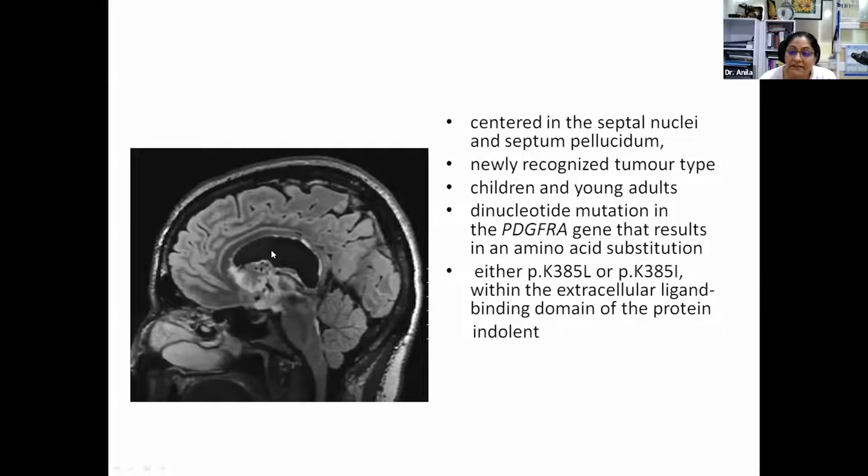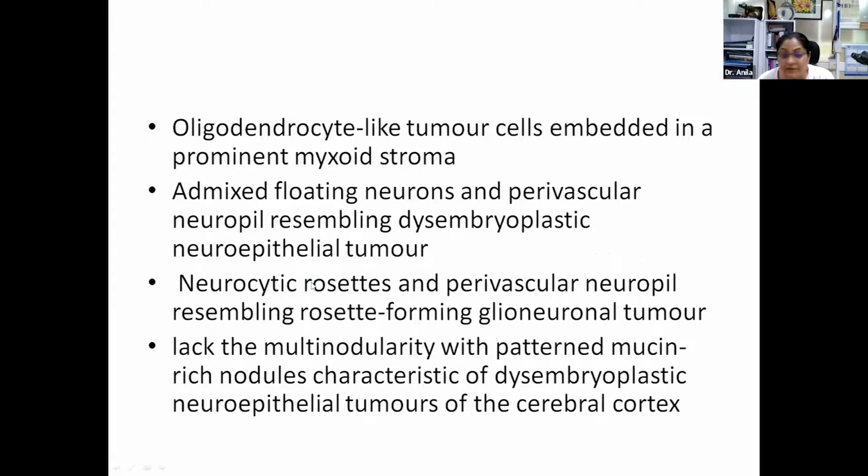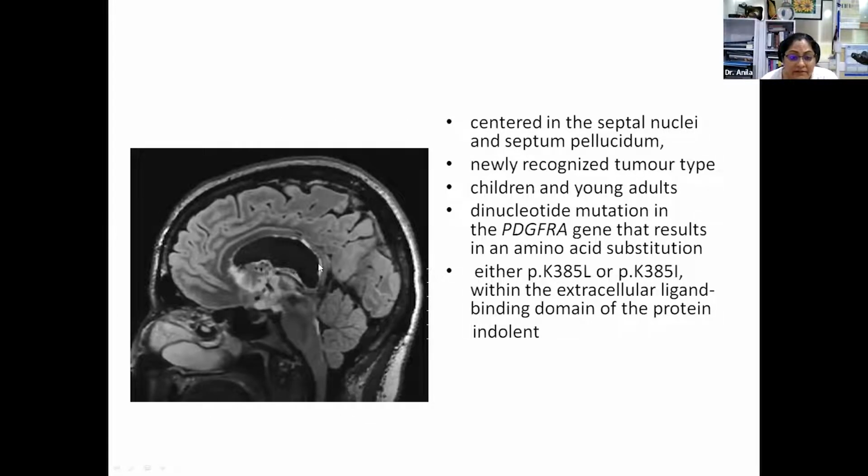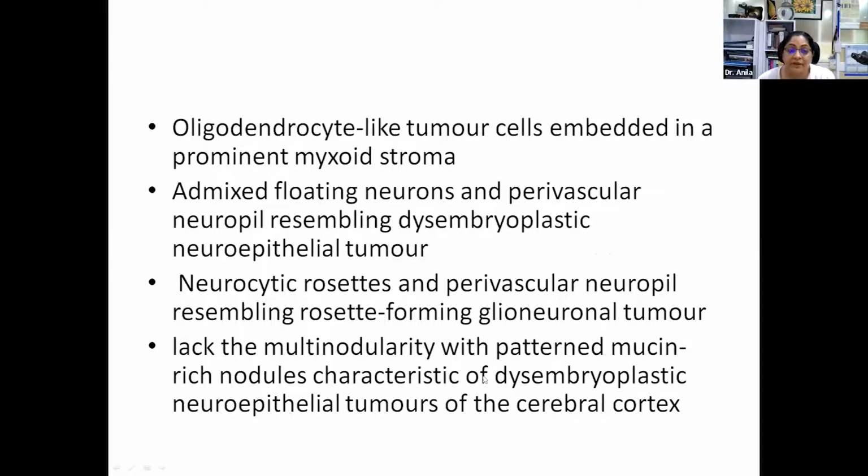So this is the radiology of one of the cases. The tumor is located here in the septal nuclei and the septum pellucidum, and it is even extending to the ventricles, like the wall of the ventricles, here, and this, and this. The tumor cells are oligodendrocyte-like and embedded in a myxoid stroma, with admixed floating neurons and perivascular neuropil, resembling a DNET-like tumor.